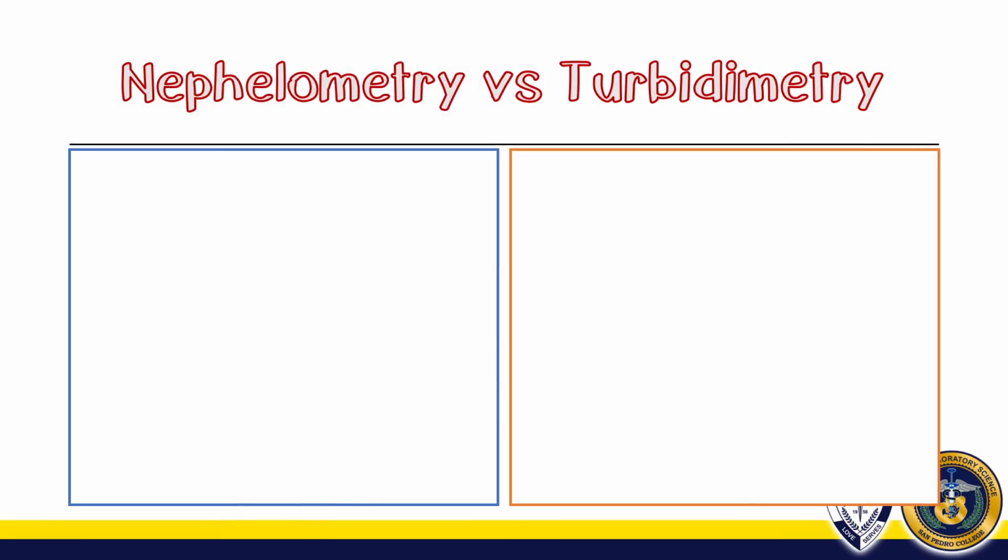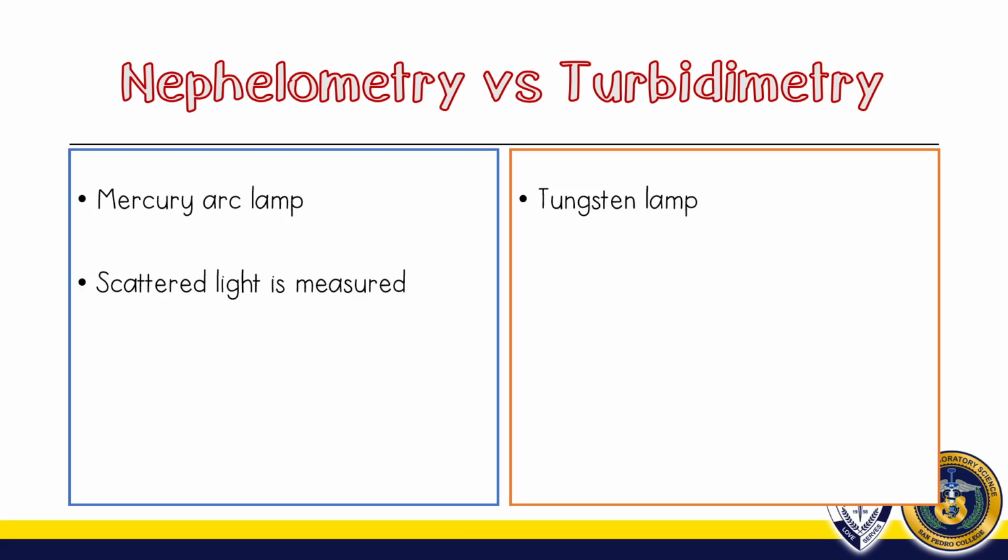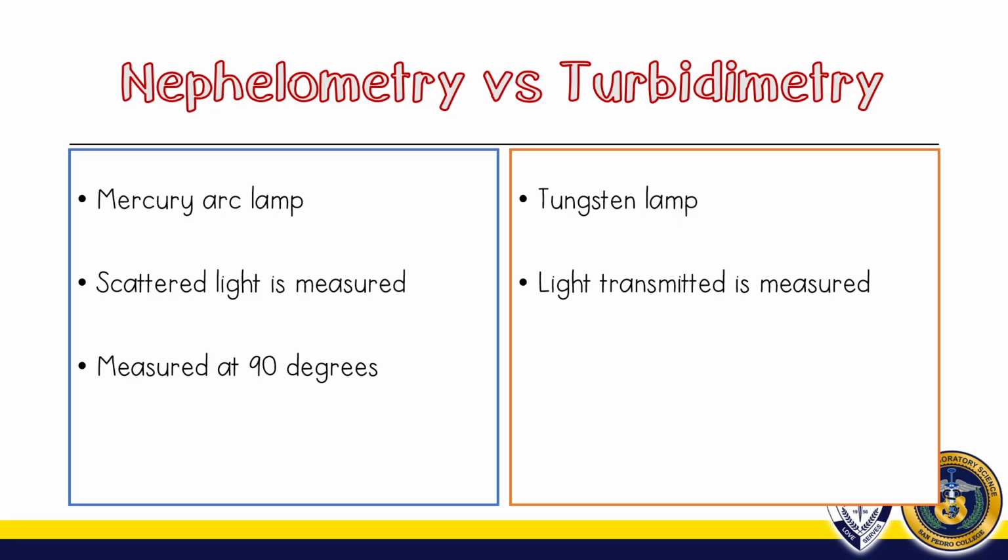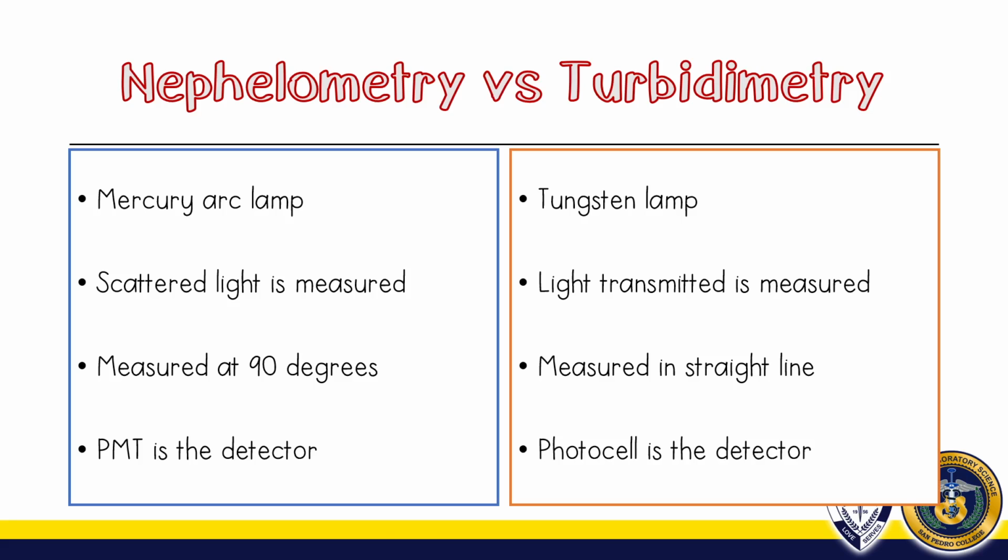So, what are the components of nephelometry and turbidimetry? For nephelometry, what you need is a mercury arc lamp. For turbidimetry, a tungsten lamp will do. Scattered light is measured for nephelometry, at 90 degrees. Light transmitted is measured for turbidimetry, in a straight line. Then for the detector, a photomultiplier tube for nephelometry, and a photocell will do for turbidimetry. So again, recall what a photomultiplier tube is and what a photocell is. It was introduced in your spectrophotometry part, I guess.